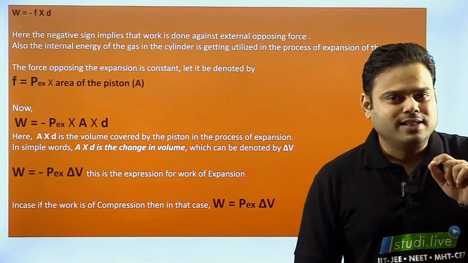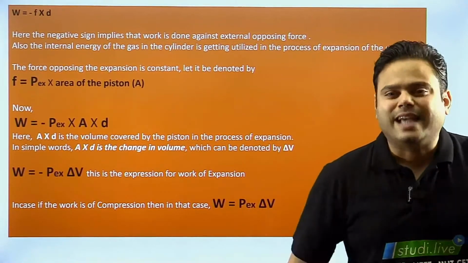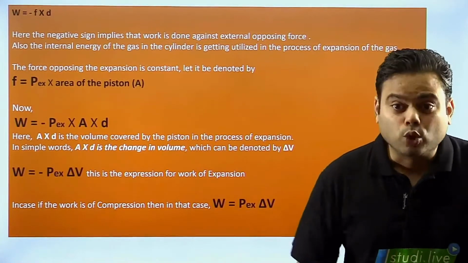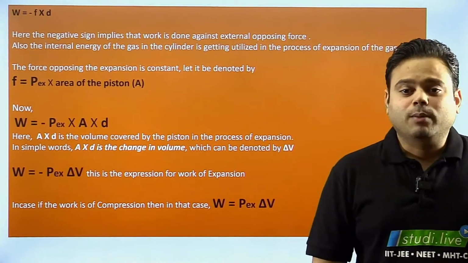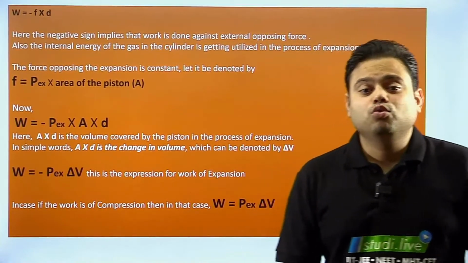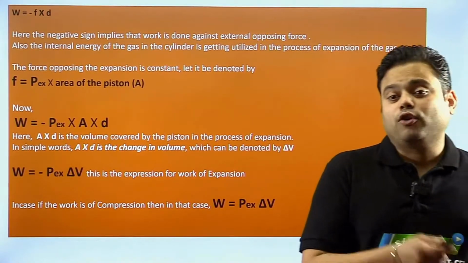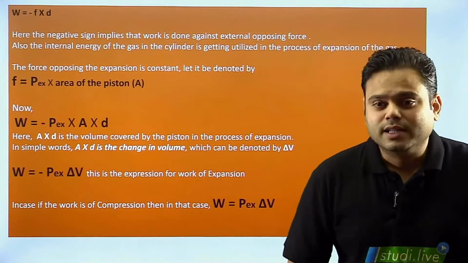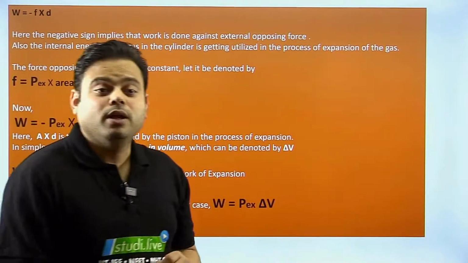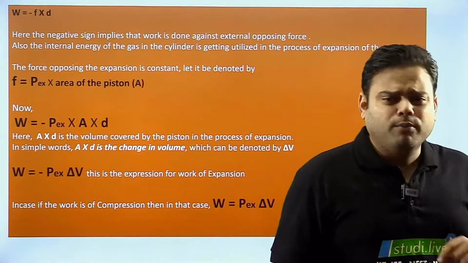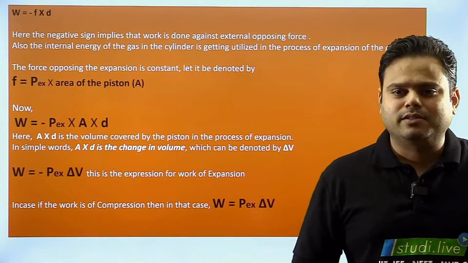Okay, please understand this thing, direction in which work is getting performed and direction in which the force is acting, both are the same. So when both are same, there will be no negative sign over there. So W will become P external into delta V. So for expansion, negative sign, and for compression, there will be no negative sign. This is about the work done in an irreversible process. Important point to understand over here, the importance of the negative sign. उसका कोई mathematical significance नहीं है.